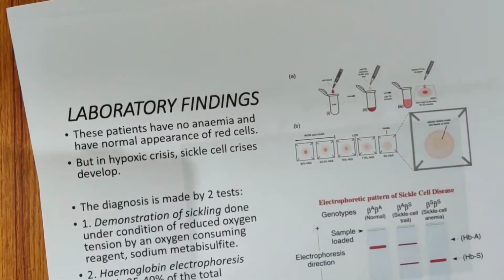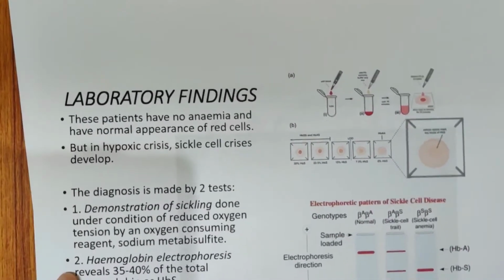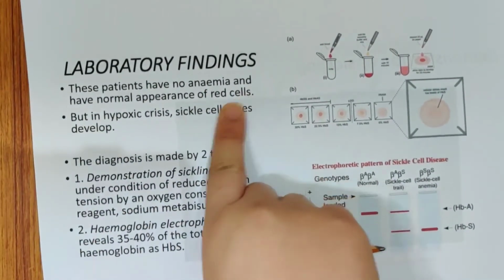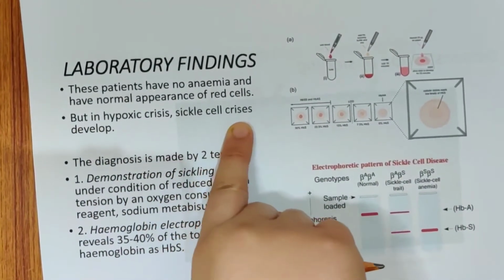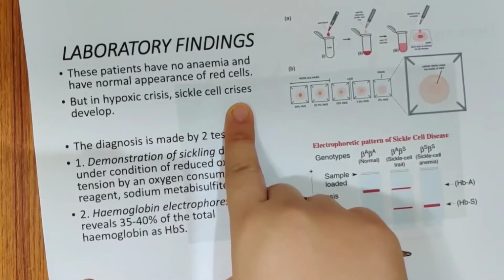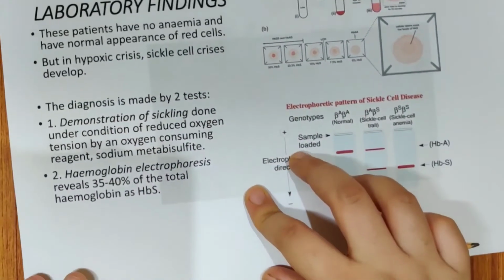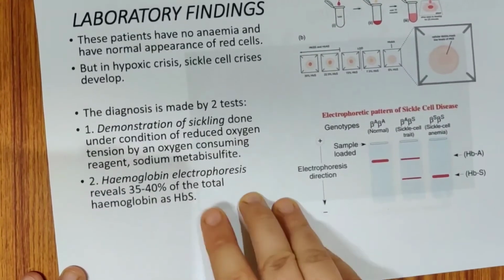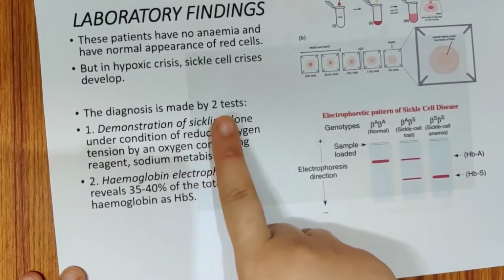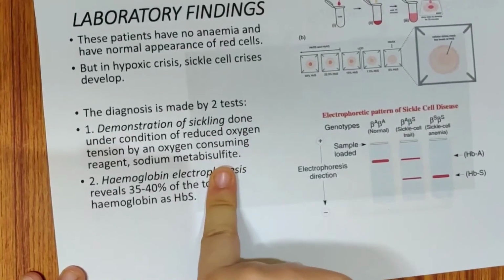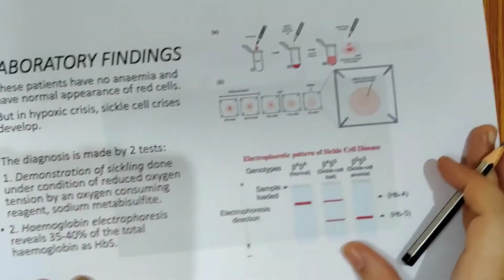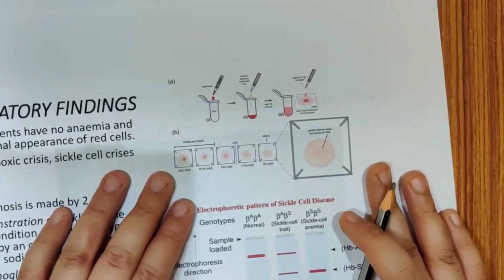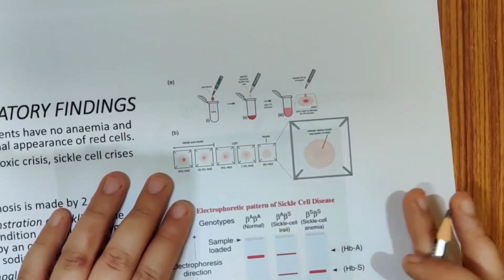Laboratory findings for heterozygous. Here what happens? Patients usually do not have anemia because their red cells appear normal. But in hypoxic crisis, red cell crisis can develop. In hypoxic crisis, when you have red cell crisis, we do certain types of tests. First is demonstration of sickling. How is the sickling test done? This is the procedure. I have given a video which you can see. I'll just try to explain.